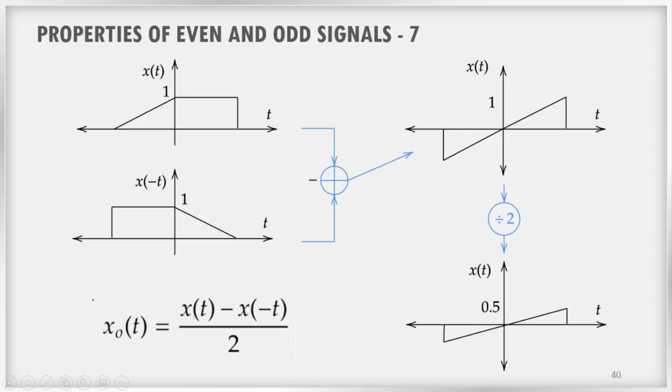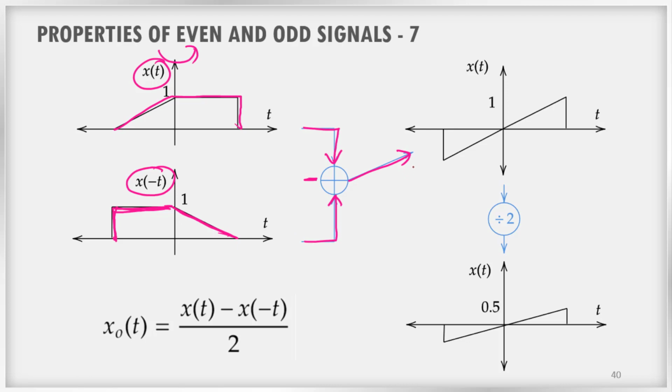Similarly, how do we construct the odd part of the signal? Again, you have to perform an operation, that is time reversal, x of minus t. So this is the time reversed signal, and what you have to do is subtract the second signal from the first signal. So the subtracted result will be like this.